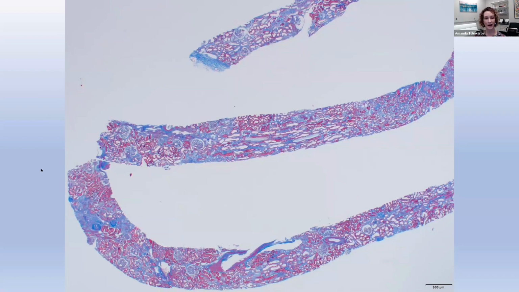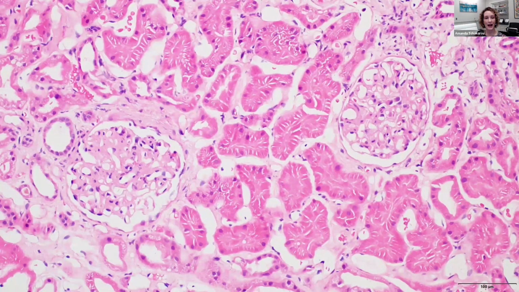Looking at her biopsy, we can see that there is a little bit of interstitial fibrosis with tubular atrophy, but overall there's not a ton of chronic change, just a little bit of mild chronic changes. Looking at high power on the glomeruli, we can appreciate a little bit of mesangial matrix expansion, fairly mild, as well as perhaps a little bit of mesangial hypercellularity.